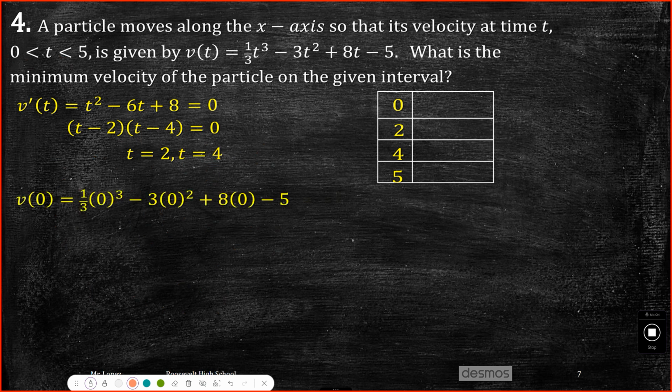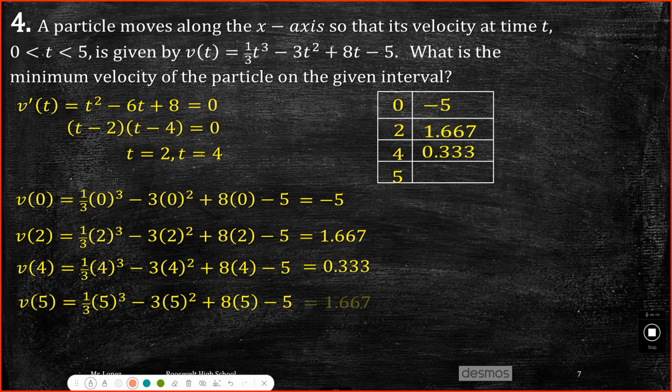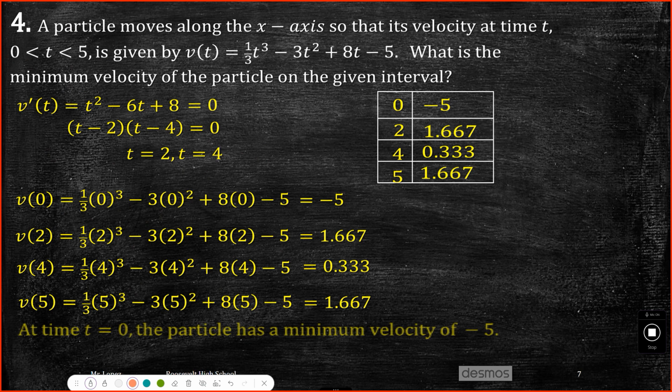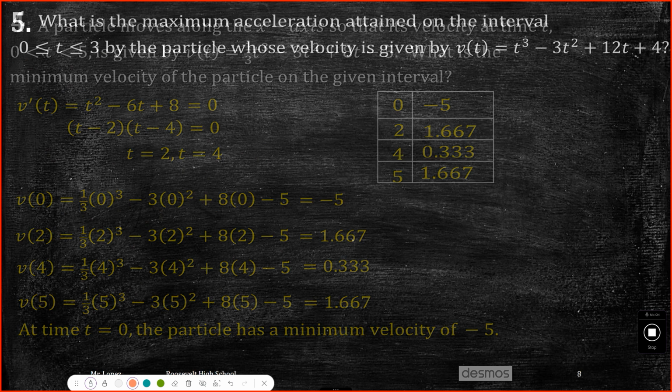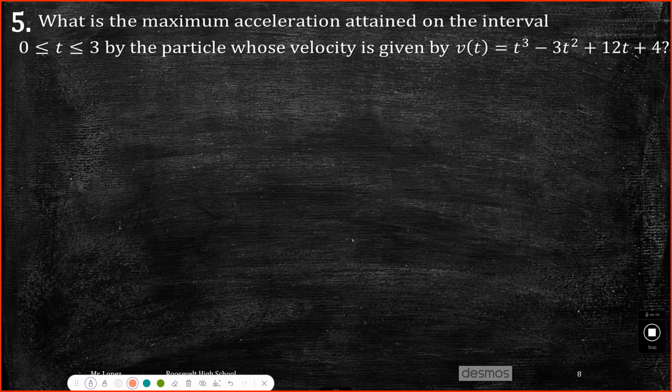All right, and then go to. And so, what is the minimum velocity of the particle? It occurs at t equal to what? 0, and the minimum velocity is negative 5? We'll stop here. That is it.